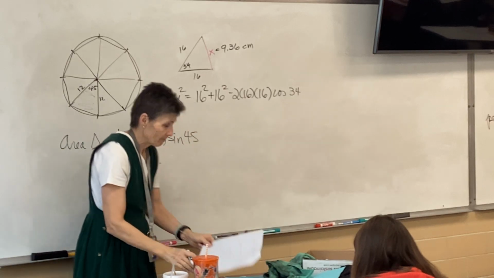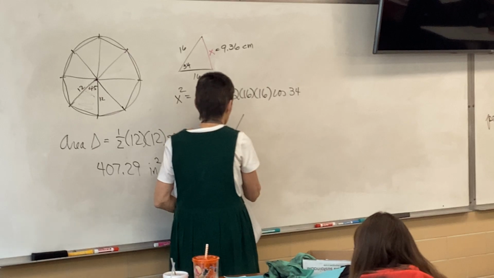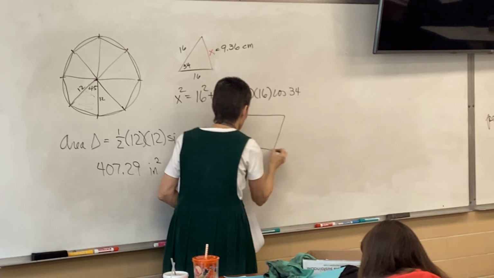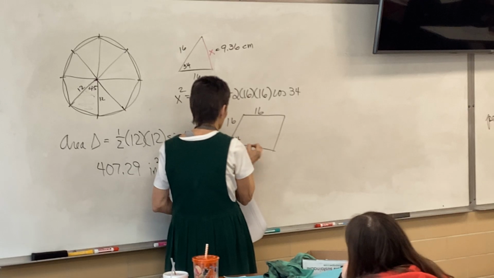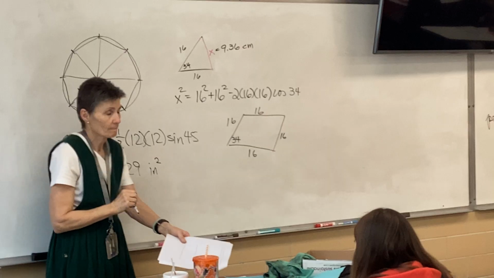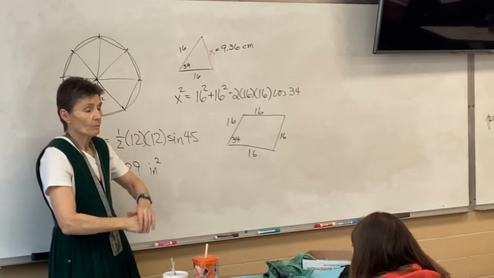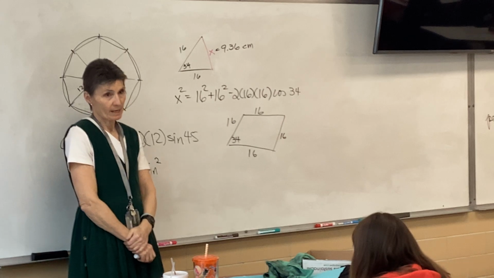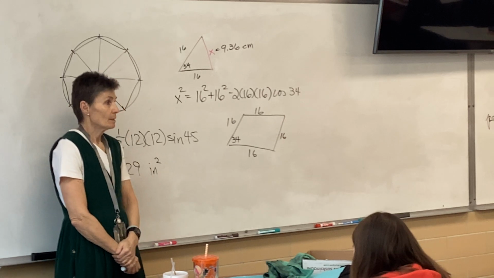Number 3. Now we're gonna find the area of that rhombus. I'm gonna redraw my rhombus: 16, 16, 34. There's my rhombus. What do I need to do to find its area? I need to split it up into triangles.